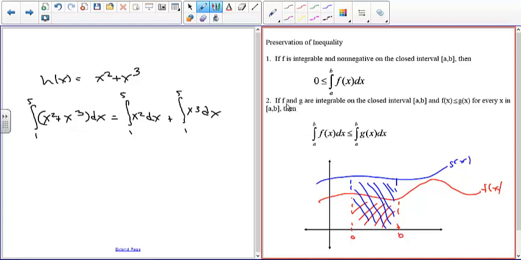The second one says if two functions are integrable on the closed interval and f of x is always less than g of x for every x in the interval, then the definite integral of f of x, which is the area, is going to be less than the area under g of x. And again, that makes sense. Here's f of x. It's always less than g of x, and the area under the red curve is going to be less than the area under the blue curve. Nothing surprising there.